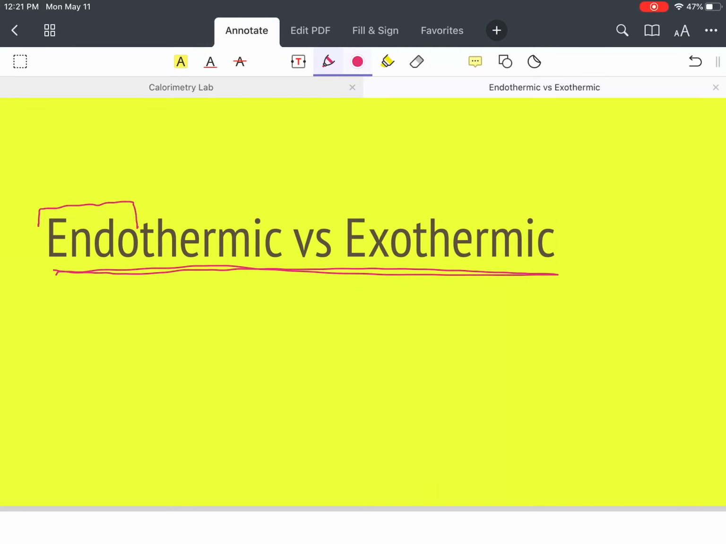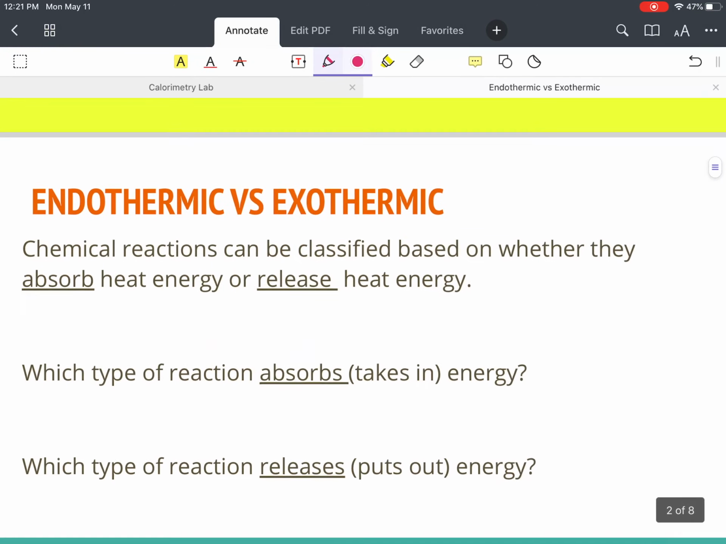One thing to remember is endo, right? That means in. And then exo, right? That means out. Okay, so as we're talking about whether something absorbs or releases heat, we can actually use these prefixes, endo and exo, to help us keep track of which is which.